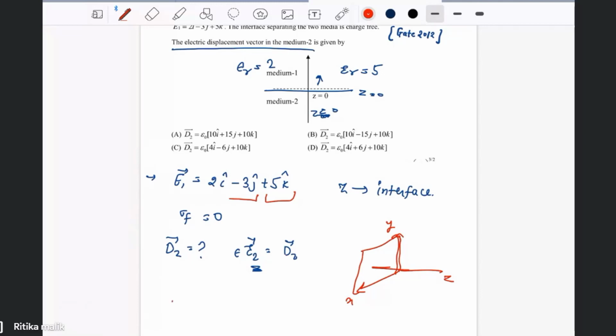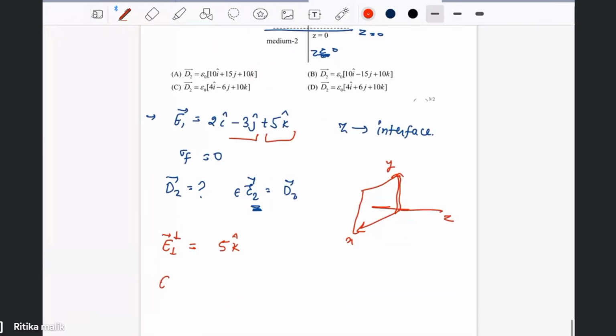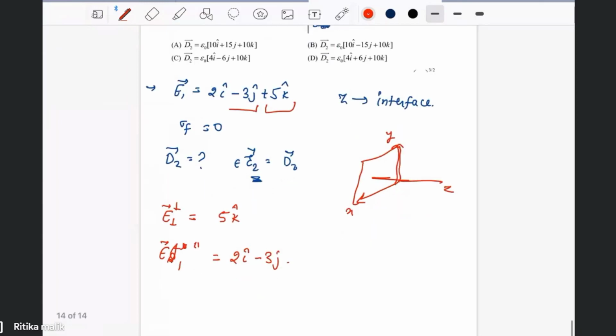So the perpendicular component of E1 is 5k cap, and the parallel component of E1 is in the xy direction. The first boundary condition says that E1 parallel should equal E2 parallel across the surface. So the E2 parallel component will then become 2i minus 3j.